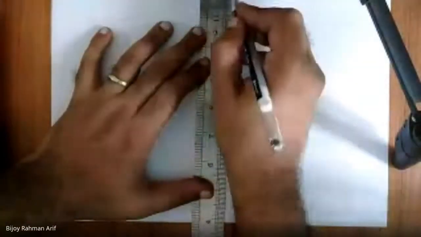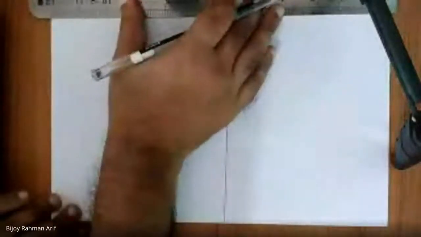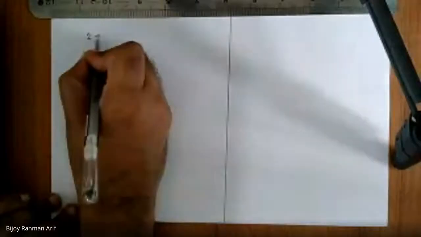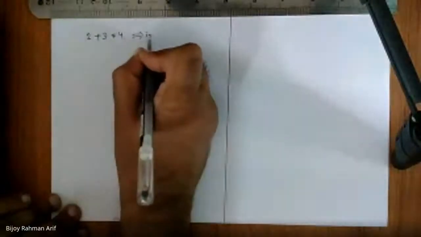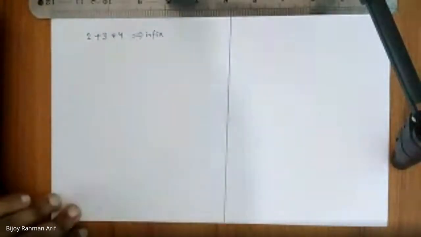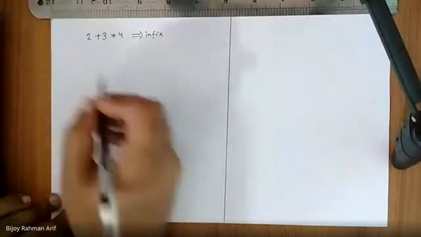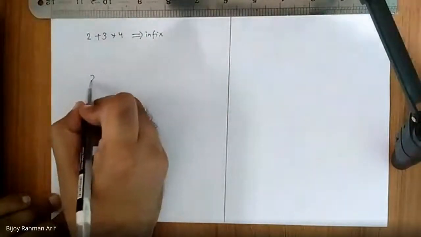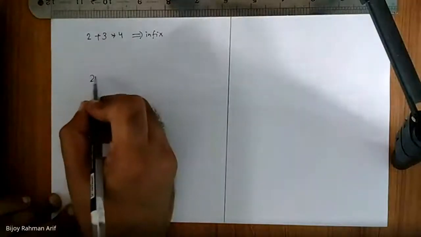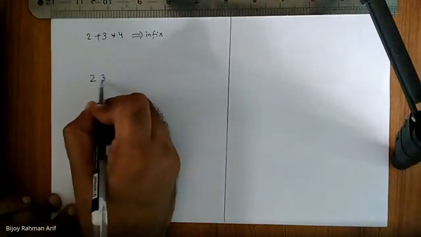So it is something like this. Let's say I try to convert the infix 2 plus 3 star 4 to postfix. So what I'm going to do? I'm going to first derive these IDs. So I'm going to write 2, 3, 4.